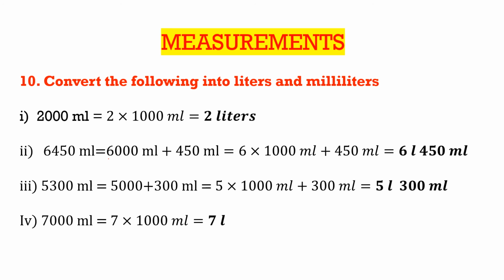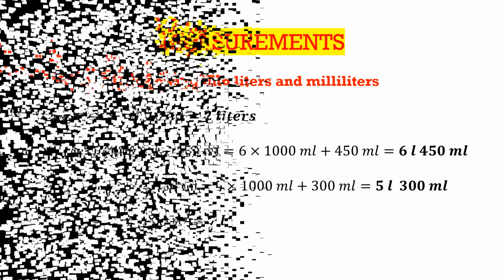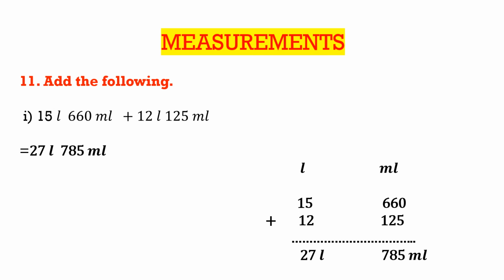Now move to question number 11. Now we have to solve question number 11. Question number 11 is add the following. First bit is 15 liter 660 milliliter plus 12 liter 125 milliliter.